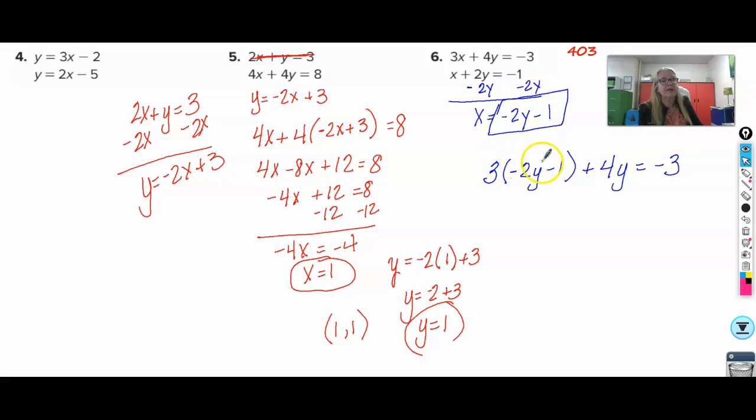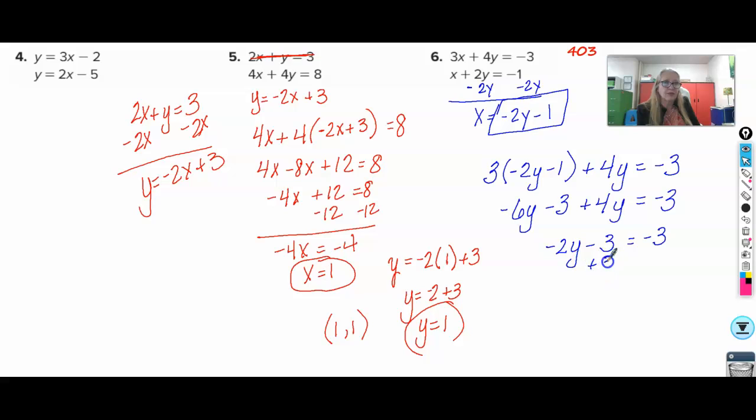All right, now I use the distributive property to get rid of the parentheses. 3 times negative 2y is negative 6y. 3 times negative 1 is negative 3, plus 4y. And I was just going along going, wow, you have such nice handwriting anymore on this thing. And then I noticed that I had x's and y's in the same problem, and I was like, oh, this is not right. Combining like terms, let's combine a negative 6y with a positive 4y, which will give us a negative 2y minus 3 equals negative 3.